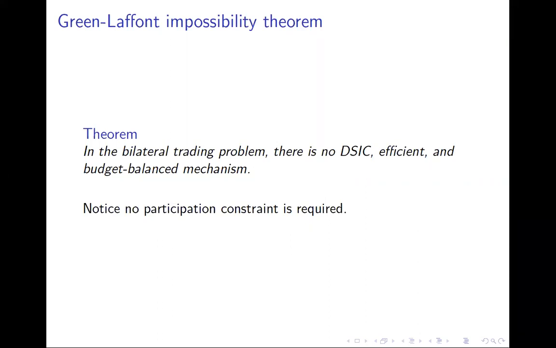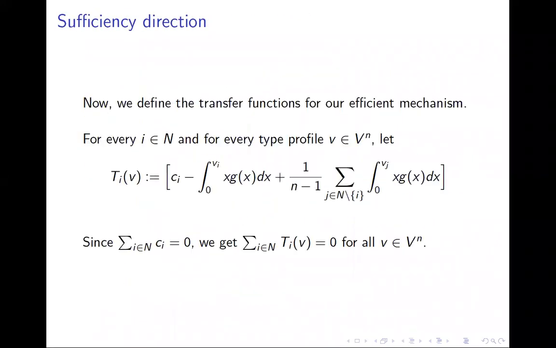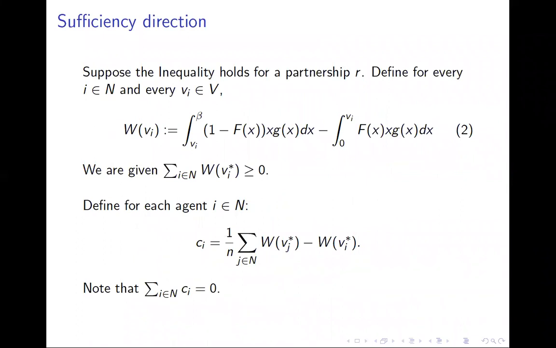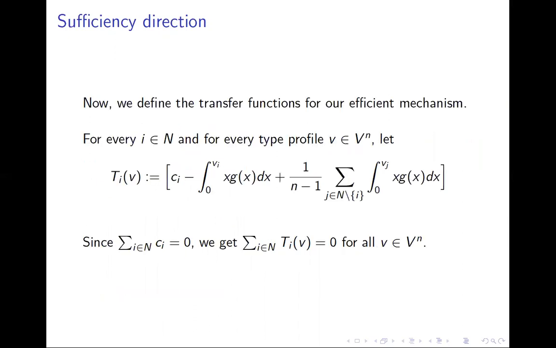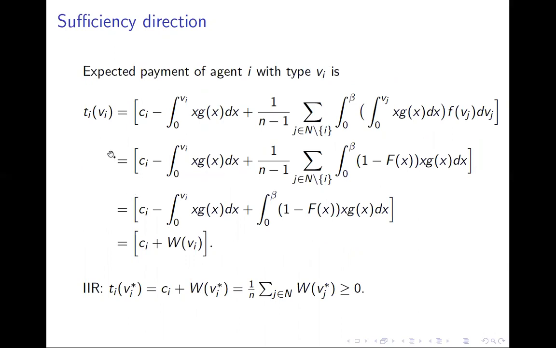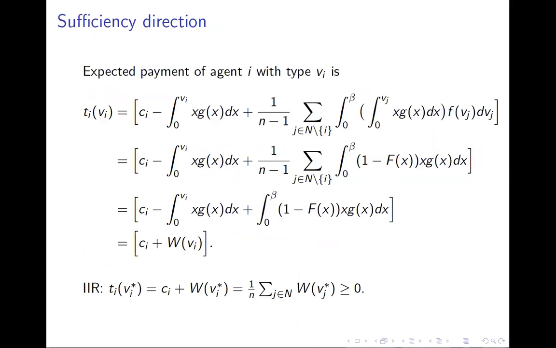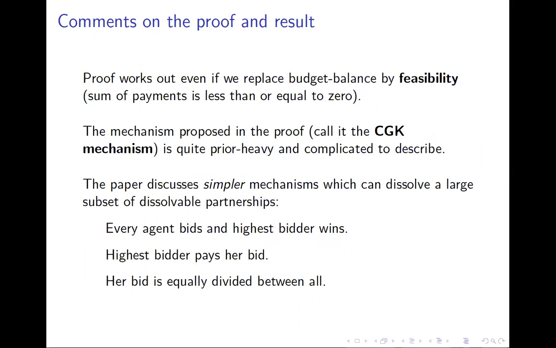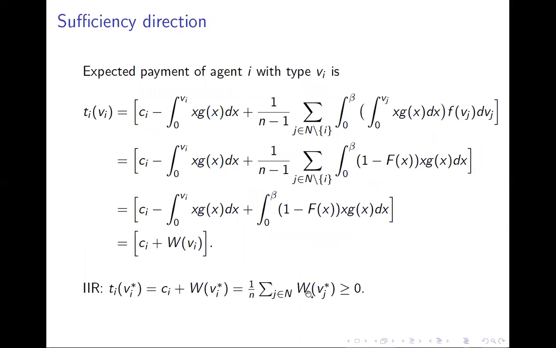Okay. So contrast this to the mechanism that we saw in the proof of the Cramton-Gibbons-Klemperer result. We constructed this mechanism. This is the transfer rule, and the Q was the efficient rule. We showed that this mechanism is indeed budget balanced, Bayesian incentive compatible, and by definition efficient. It satisfied individual rationality when this condition is satisfied, the Cramton-Gibbons-Klemperer condition.